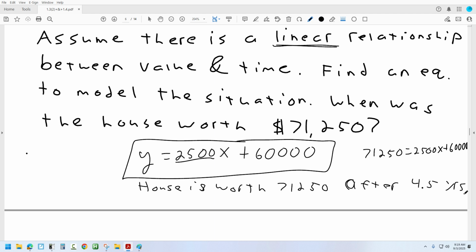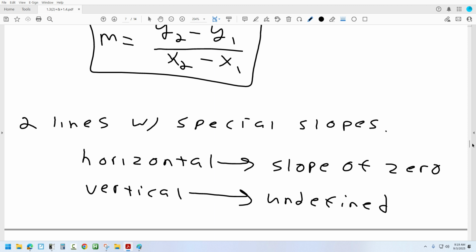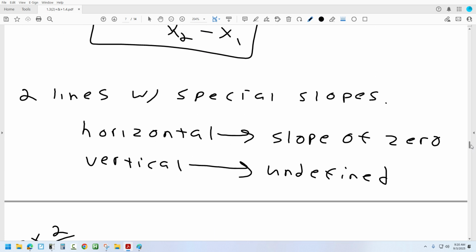All right. So the slope we found there, if you were to graph it, is a positive slope. There are a couple special cases. If you have a horizontal or a vertical line, a horizontal line would have a slope of 0, and a vertical line would be undefined. And because the slopes are special cases, the equations are also special cases. Neither one of these is y equals mx plus b.